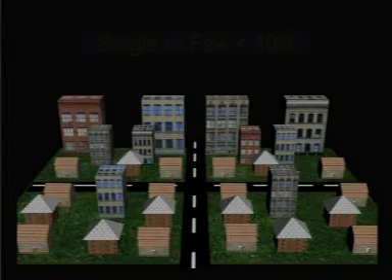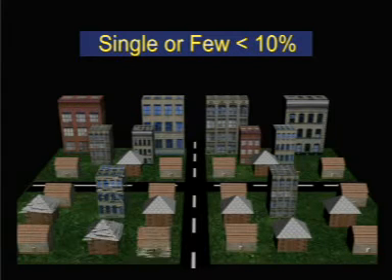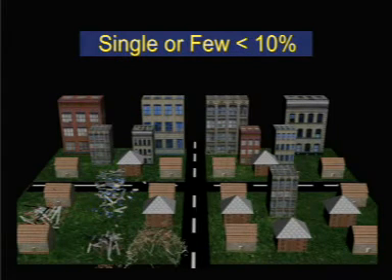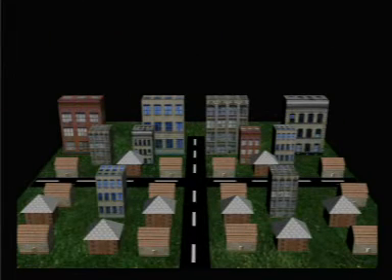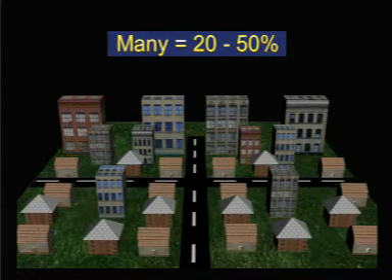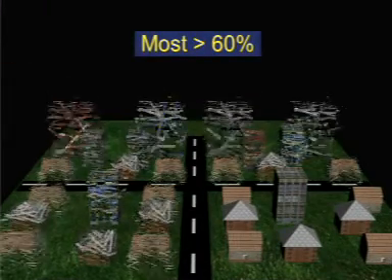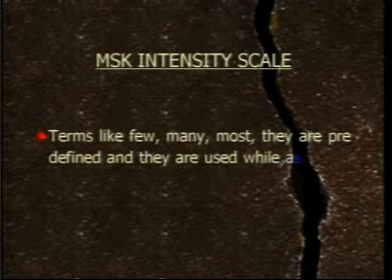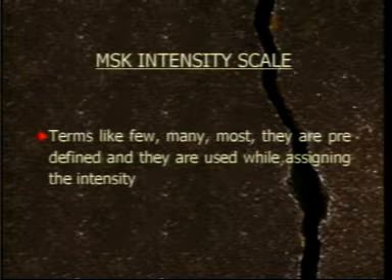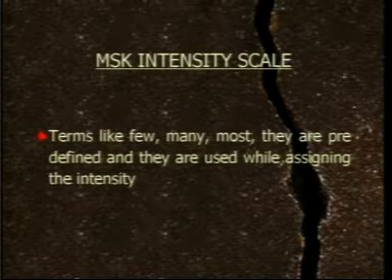Now, the question comes, how much damage and in how many buildings? For that, MSK has again defined the terms. Single or few means less than 10% of the total buildings. Then we use the term many, which means 20 to 50%, and most means greater than 60%. So, the terms like few, many, most are predefined and they are used while assigning the intensity.